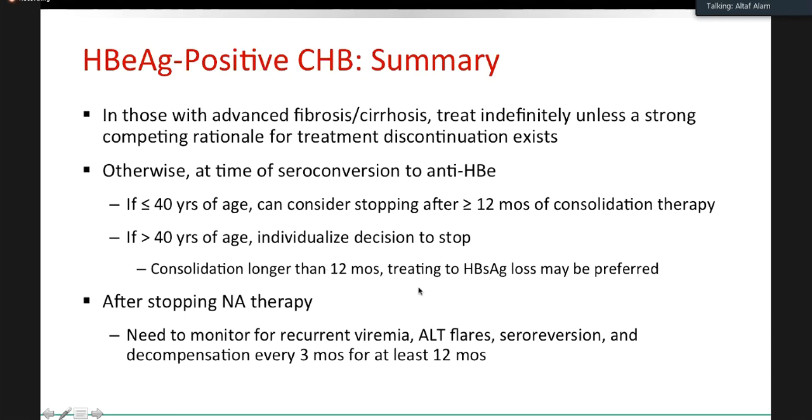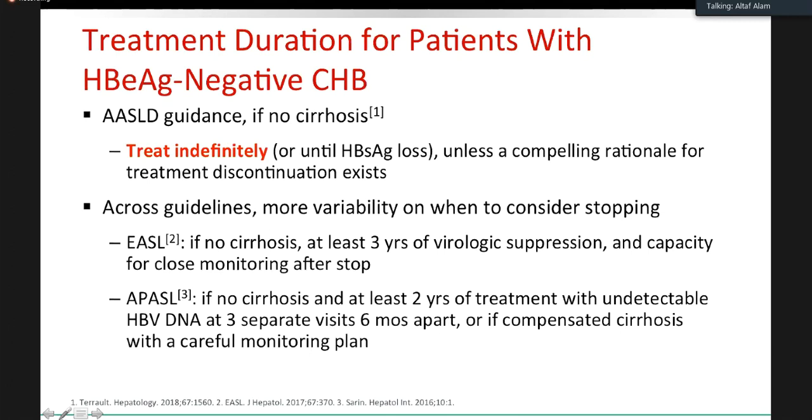Consolidation longer than 12 months, treating to surface antigen loss should be preferred, as I've already alluded to. So this must be remembered. And of course, after stopping NA therapy, you need very close follow-up.